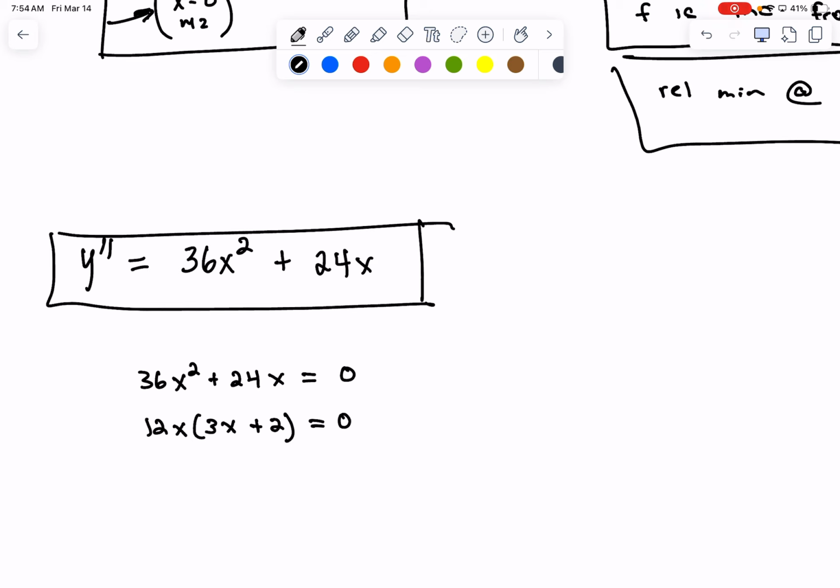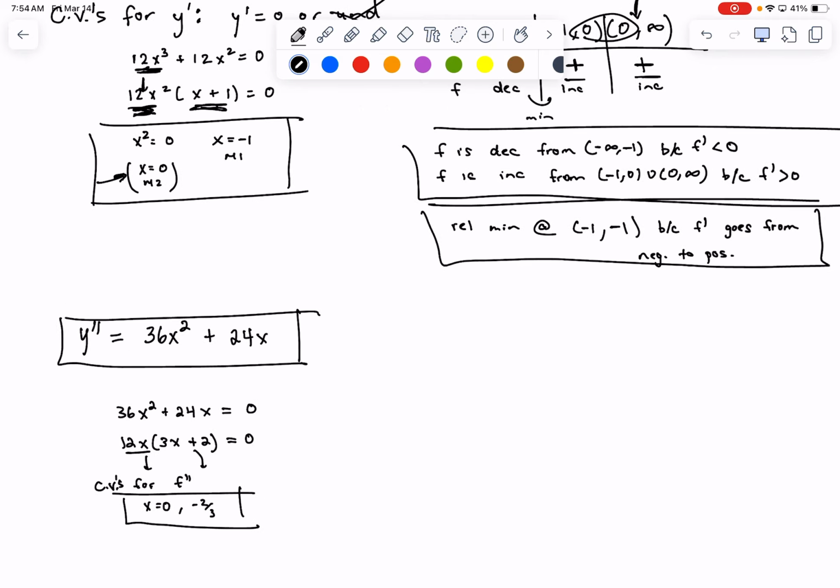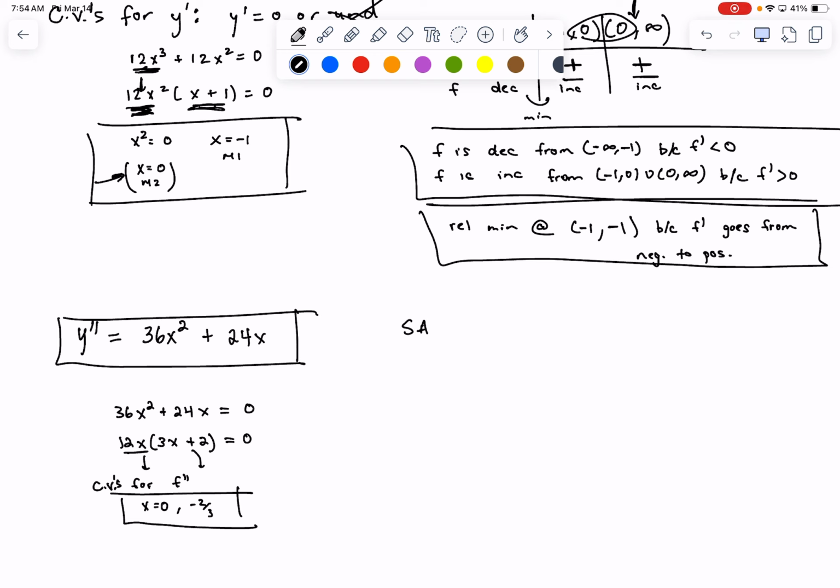I get two critical values this time, CVs, for f double prime: x equals 0 for this, and then -2/3 for this one. So there's my CVs. Now I can do my sign analysis for the second derivative. They're all multiplicity 1, so they're going to alternate. So we're going to go from -infinity to -2/3. We'll go from -2/3 to 0, and then we'll go from 0 to what? Infinity.